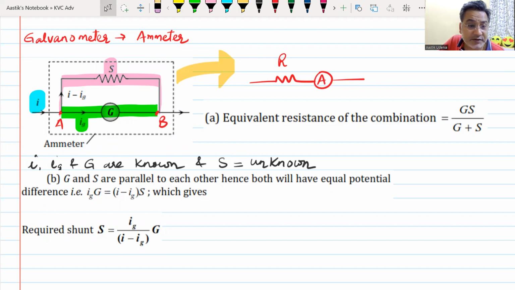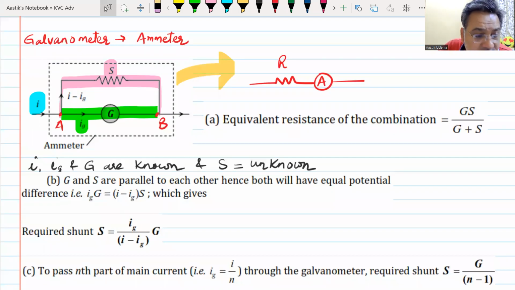Many a time it is given that you want to pass nth, one third, one fourth, one fifth part of the main current through the galvanometer. In that case, Ig becomes equal to I divided by N. Do we understand this? Yes, sir. In that case, if you put it in the formula, the value of the shunt resistance S becomes G upon N minus 1. Do we understand this? Yes, sir.